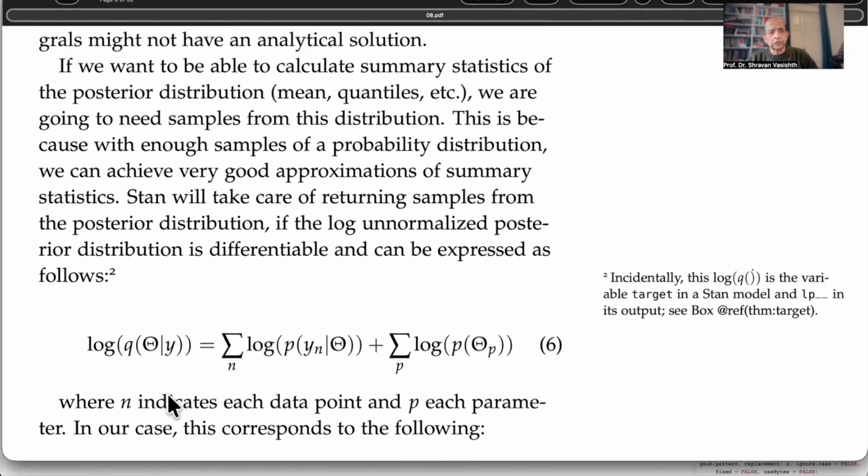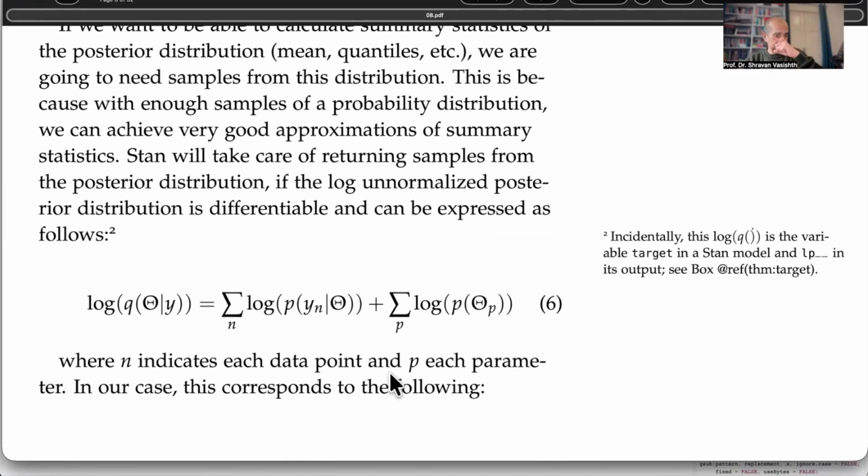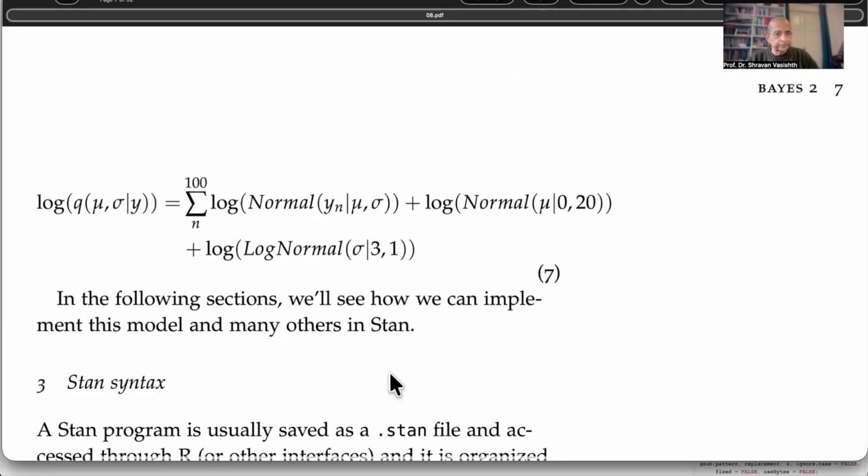One could do this on the log scale also, right? So basically, instead of multiplying the terms, you take the log of the likelihood function, you take the log of the prior, and you end up with the log unnormalized posterior density, okay? This is easier to do computationally, so that's what Stan actually does, right? So in our case, it would look like this.